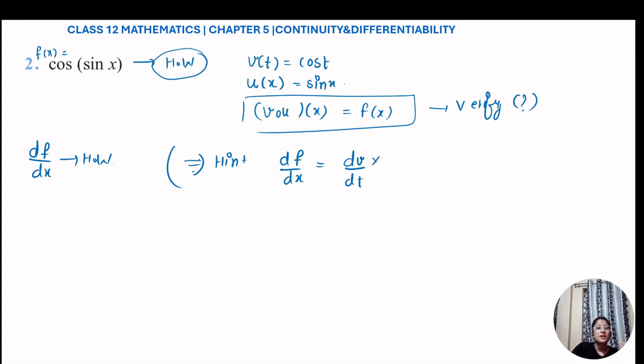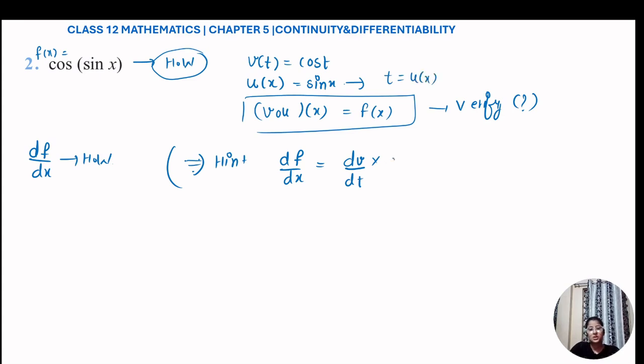As you can see, your u of x works as t for v. So from here, whenever you are proceeding ahead, you can easily find the way where you should go. As for example, if I simplify it, you can easily see that your u of x is nothing but t for v. So from here, your t is nothing but u of x.